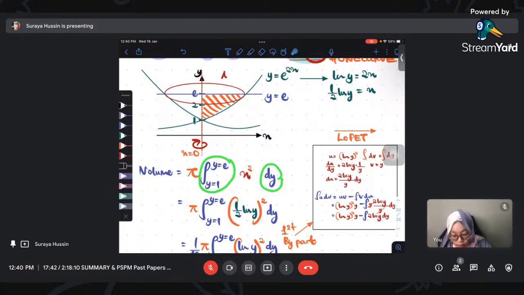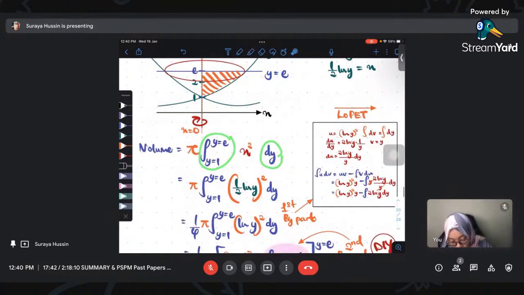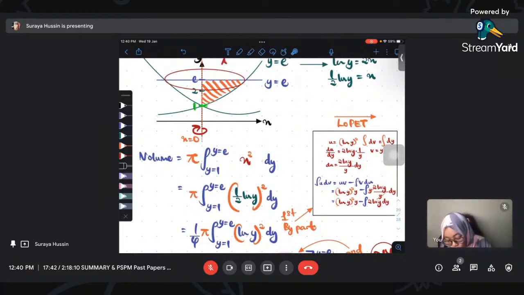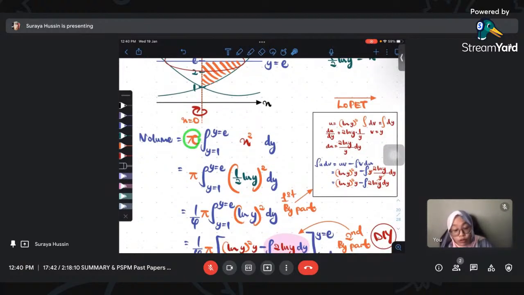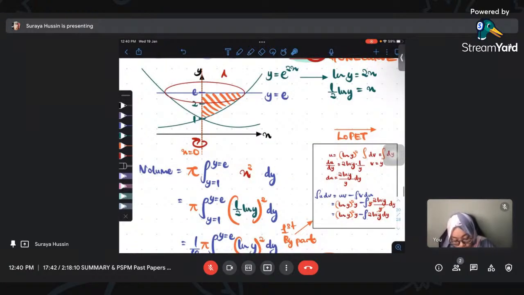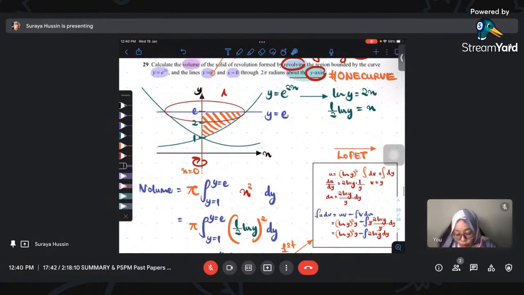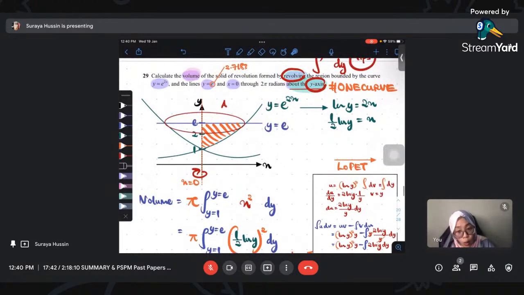So now that's why I put my dy and also my value of y. I must find my value of y. So I understand already that it starts from 1 until e. And so I must put my pi outside and also a square on my function. Which function, Miss? The function of x, because at the end it is dy, so the function must be x. Reversed. But we don't have a function of x, Miss. How do we do it? Don't worry. We only have a function of y. We do have one curve only.